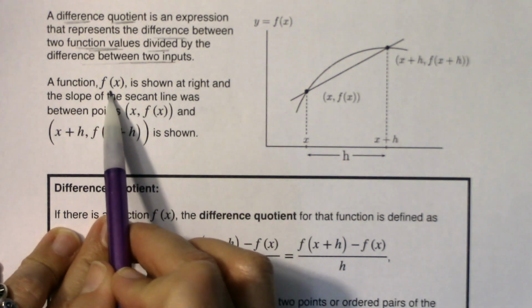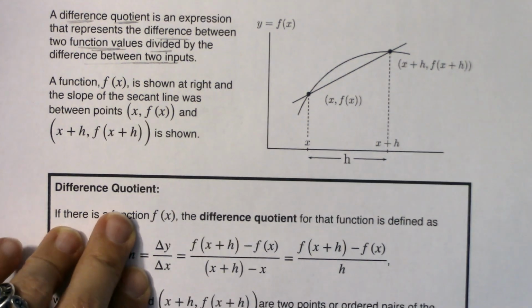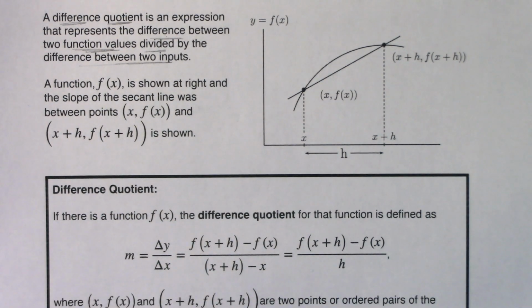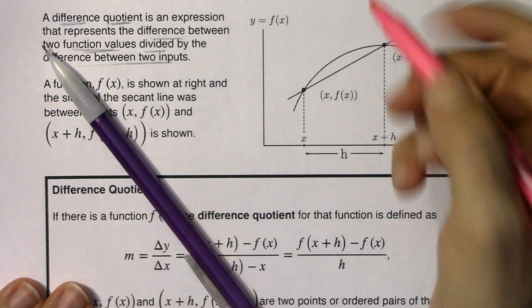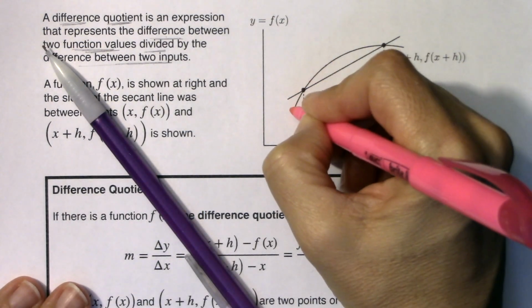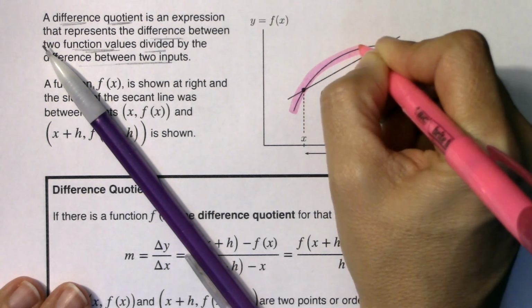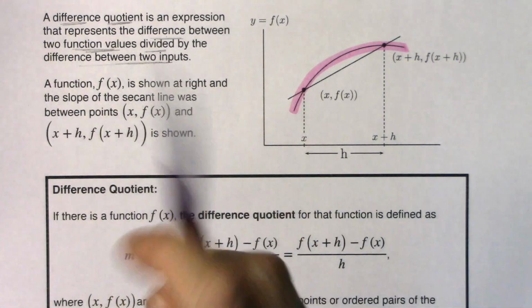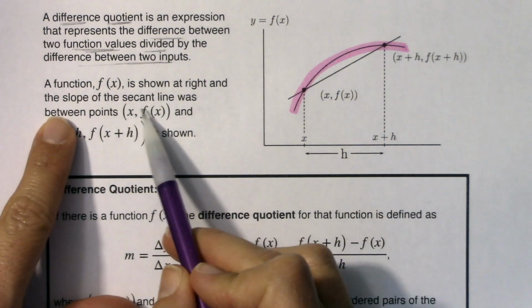So if you have a function, and we're going to pretend I've got this function shown at right, let me pull my highlighter out. Let's pretend that curved part of the graph is my function. There we go. That is f of x, the function y equals f of x, the one that's shown at the right.